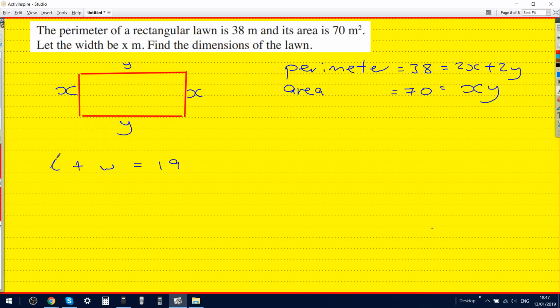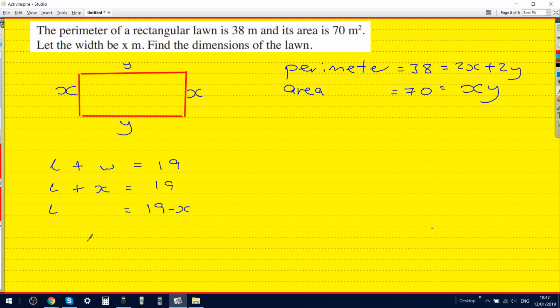They are calling the width x. So you could say the length plus x equals 19. And what would the length equal if you made that the subject? 19 minus x. Yeah, 19 minus x. I suppose it's quite similar actually.